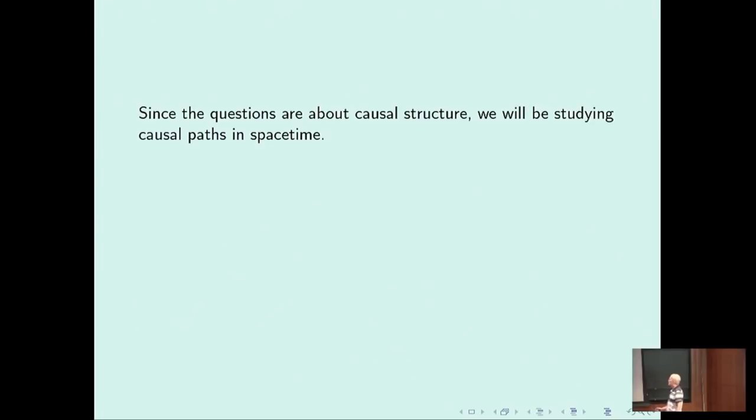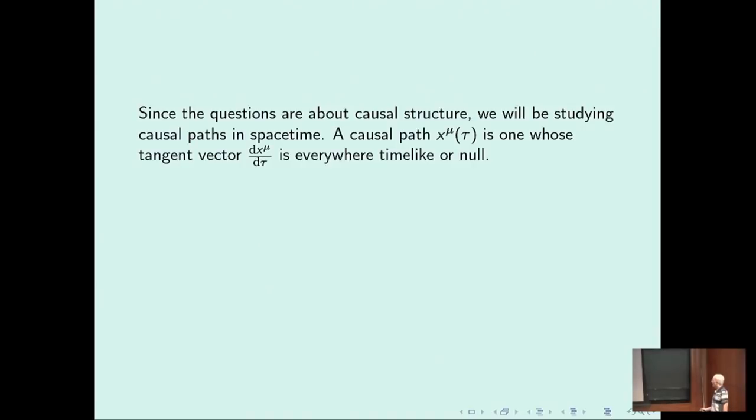Since the questions are about causal structure, we'll be studying causal paths in spacetime. A causal path, x^μ(τ), where x^μ are coordinates and τ is a parameter along the path, is one whose tangent vector, dx^μ/dτ, is everywhere time-like or null. And by convention, we'll normally take our time-like paths to be future-directed. So normally, dx^μ/dτ will be a future-directed time-like or null vector.